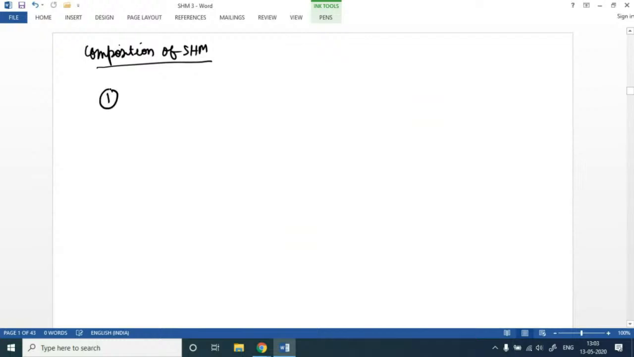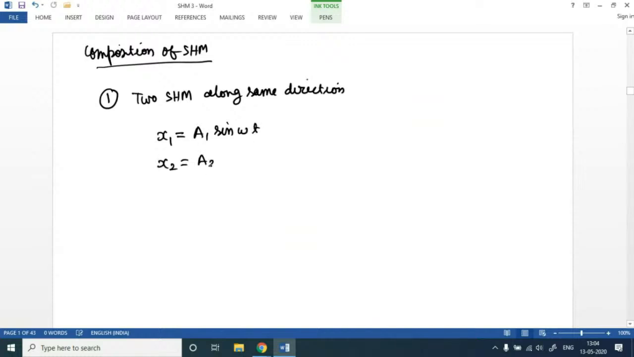So the first case that we will be looking at is if the two SHM we are combining are along the same direction. So say two SHM along the same direction we are trying to combine. Okay, so let's take such an example. Let's say one SHM is given by x1 is equal to a1 sine omega t, and x2 is, let's say, a2 sine omega t plus some phi.